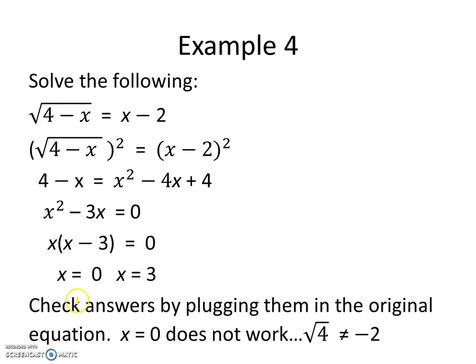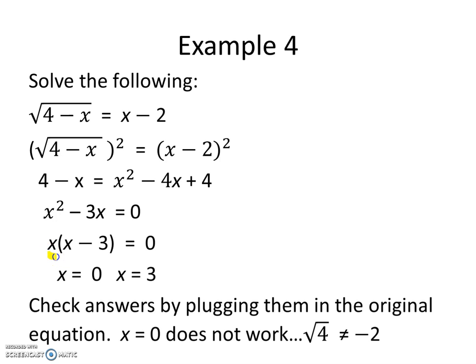On example 4, they ask us to solve the square root of 4 minus x equaling x minus 2. So the first step is to square both sides. And when we do that, we find that we have 4 minus x equals x squared minus 4x plus 4. Combining like terms, we end up with x squared minus 3x equaling 0. We factor an x out of that, and we get x times the quantity x minus 3 equals 0.